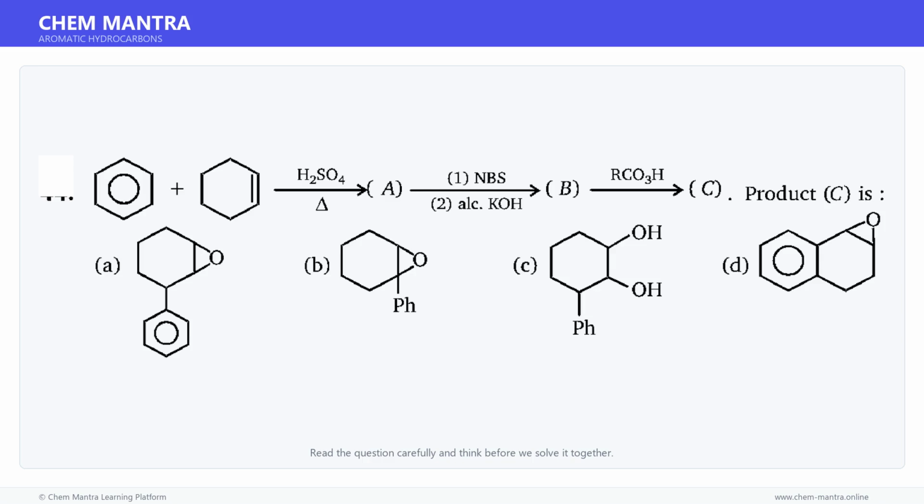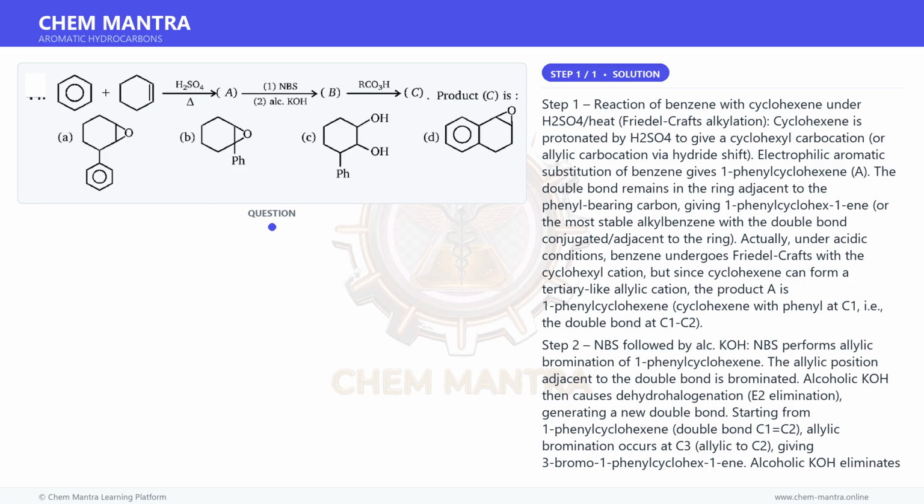Here is a question. Read it carefully and think about the answer. Let us solve it step by step. Let us begin solving this step by step. Step 1. Reaction of benzene with cyclohexene under H2SO4 and heat.